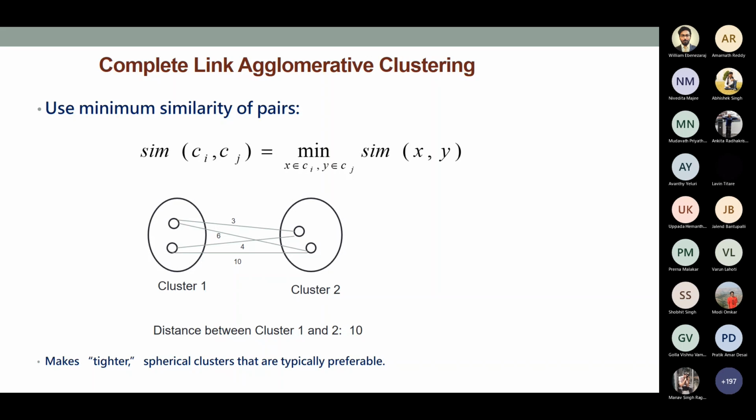So what is the good thing about this one? Now this particular clustering technique is more likely to find tighter spherical clusters that are typically preferable, because you are not allowing the points to be very dispersed. In this case, you are essentially guided by the two most dissimilar objects. If there are some points which are far apart from the other points, of course, that is going to increase the distance between two clusters, so you're not going to merge them together. So that's the essential idea. The elongation problem is actually solved in this particular case.